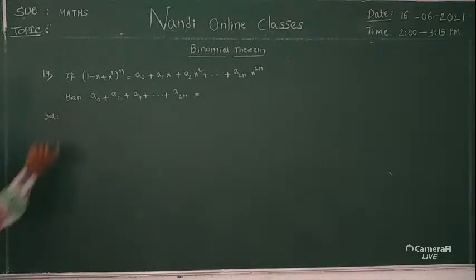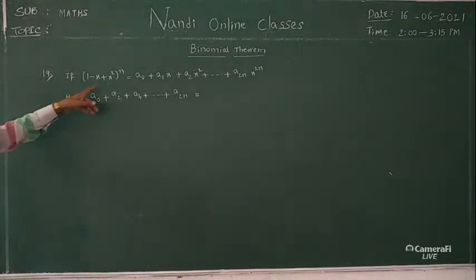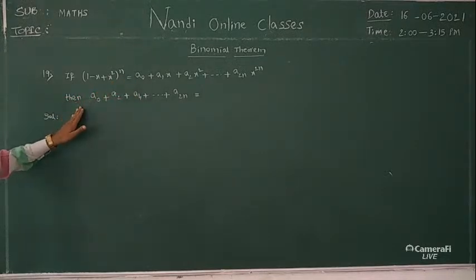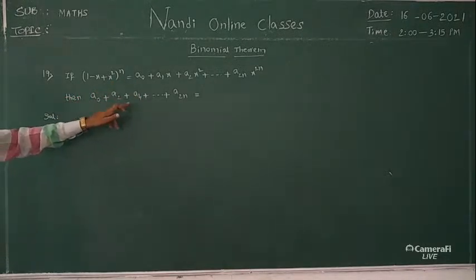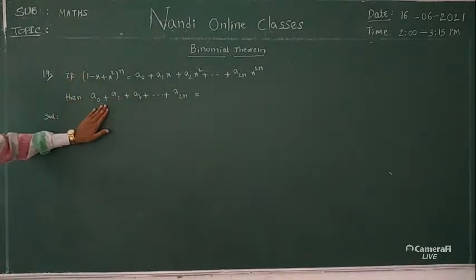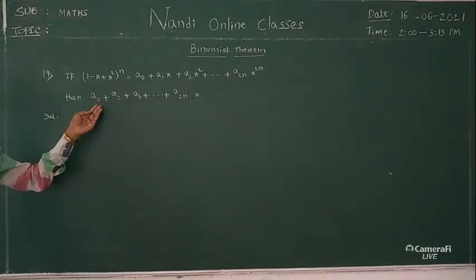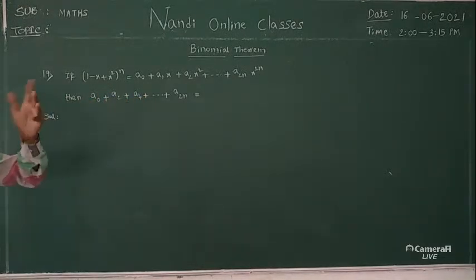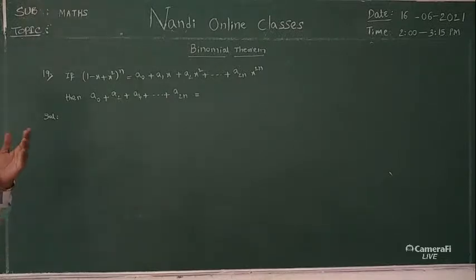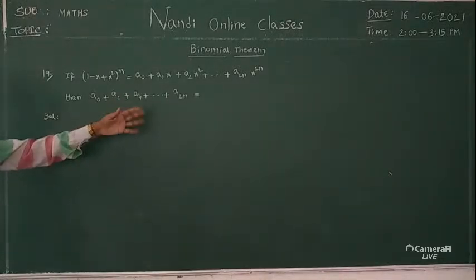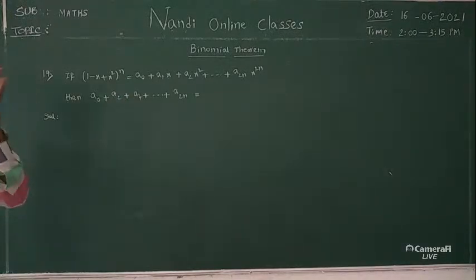Okay, solution. See here, one condition is given, they are asked to find a naught plus a2 plus a4 and so on a2n value. They are asked to find this sum of even terms, a0 plus a2 plus a4, the sum of even coefficients. Okay, first in the given expansion, put x is equal to 1. One equation comes. Put x is equal to minus 1. Another equation comes. Add them. If you add, you will get even terms. If you subtract, you will get odd terms.